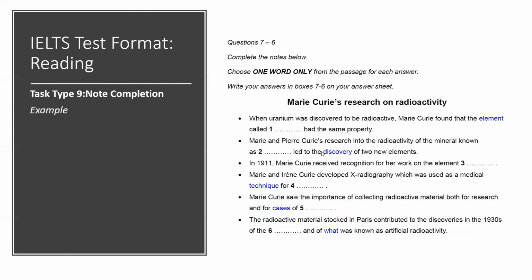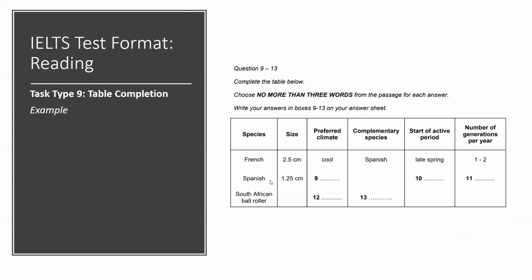Now let's see another example, table completion, and how table completion questions are given. Please read it. Question 9 to 13. Complete the table below. Choose no more than 3 words from the passage for each answer. Write your answer in boxes 9 to 13 on your answer sheet. Questions 9 to 13 are blanks that we have to complete. As with listening, we saw the same kind of question there as well. The same strategies will be applied.